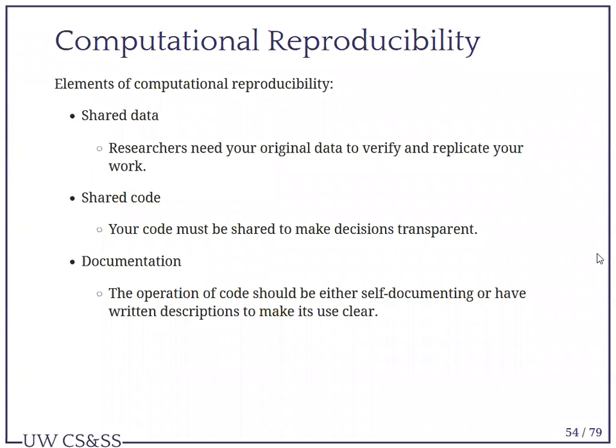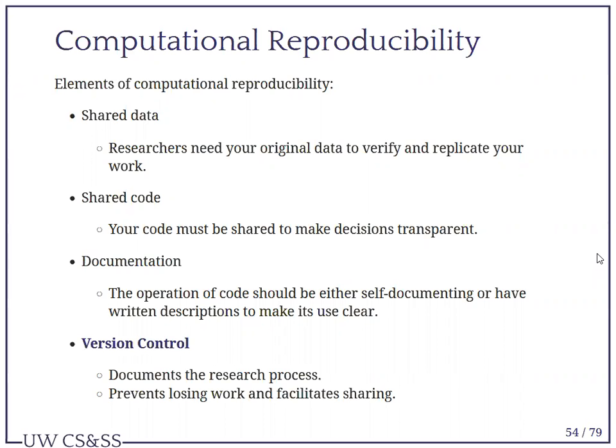This is the operation of code should be either self-documenting or have written descriptions to make its use clear. I do not like when I try to verify somebody else's results and I download the code from the publication and they're doing things that are not obvious and they have not commented anything in their code. And so I have to do a lot more work just to say, okay, yeah, that's the same thing they said it was.